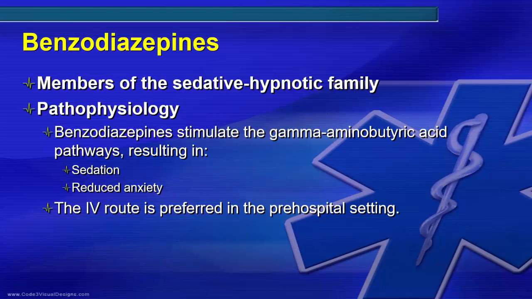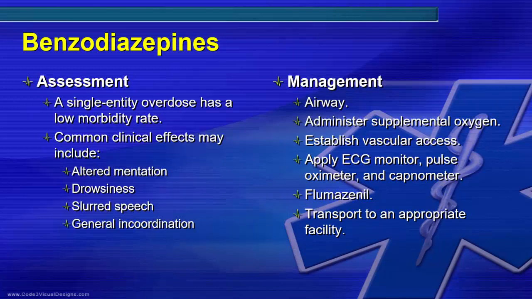Benzodiazepines, these are members of the sedative hypnotic family and also have a very big role in healthcare. You've got different potencies of drugs, but benzodiazepines, they stimulate the GABA acid pathways as well. These result in sedation, reduced anxiety. The IV route is a preferred route in the pre-hospital setting. Your pre-hospital benzos are going to include diazepam, lorazepam, midazolam. A single entity overdose has a low morbidity rate.